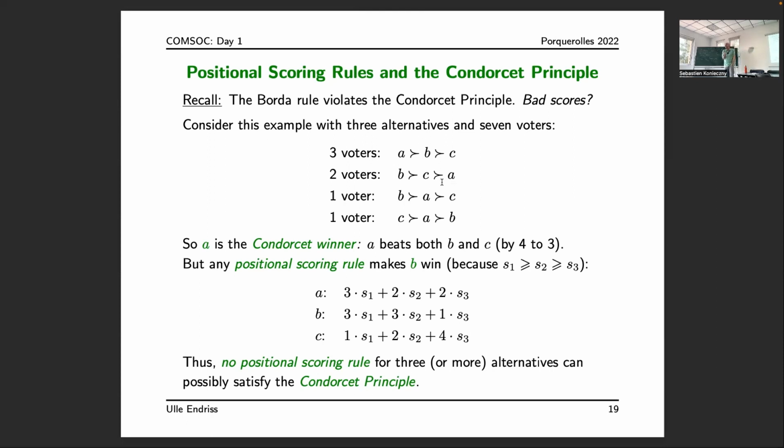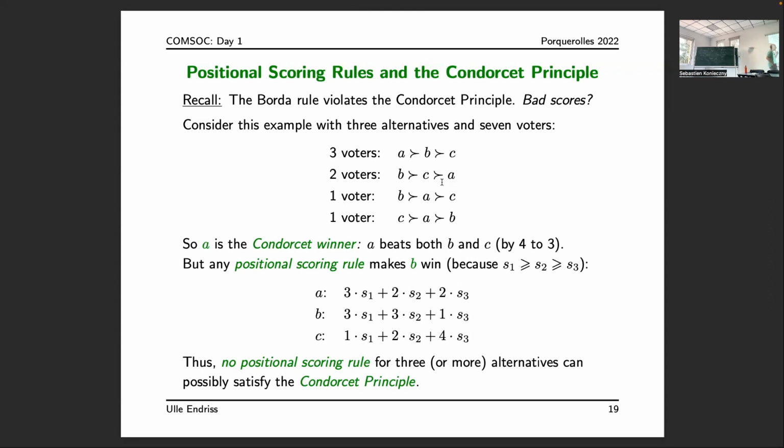We're still free to choose nice values, but whatever we choose for S1 doesn't really matter because both of them get the same, 3 times S1. So it's irrelevant what I put here. I can ignore it. Then the difference here is 2 times that and 2 times that, or 3 times that and 1 times that. So the difference is that B gets 1 more times S2 and A gets 1 more times S3, and the rest of the sum is the same. So B gets an extra S2 and A gets an extra S3.